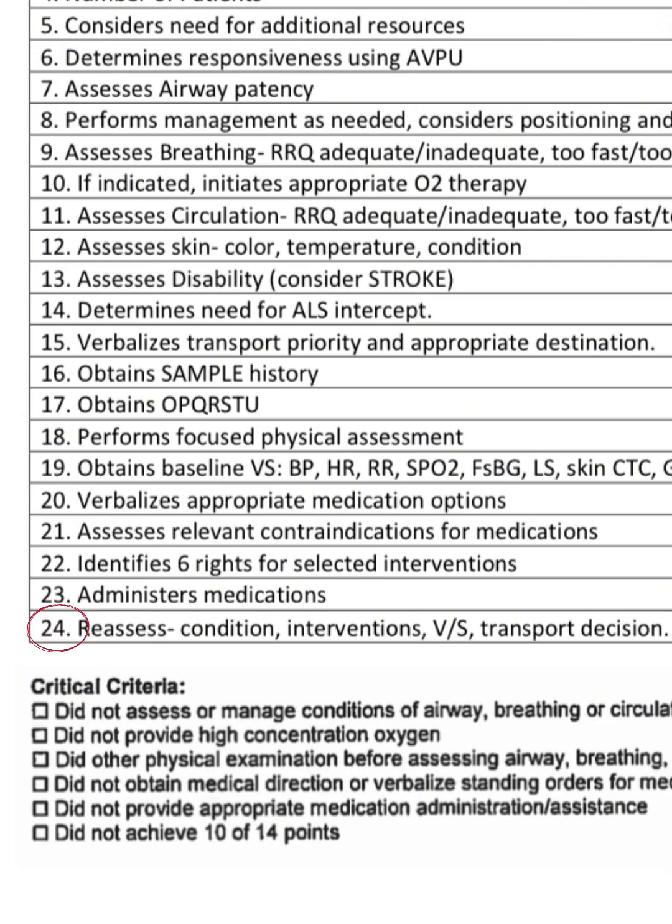Things like that. Some medications, like epinephrine, allow for redosing. If the first dose doesn't work, you're allowed to give a second one. So this would be a place where you would then go through the 6 rights again for that medication and give the second dose if indicated. If not, you can move on to step 24, where you say, I will now continue to transport the patient to the nearest appropriate facility and reassess their condition, my interventions, their vital signs, and my transport decision every 5 minutes for critical patients. At this point, you come to the end of your scenario.